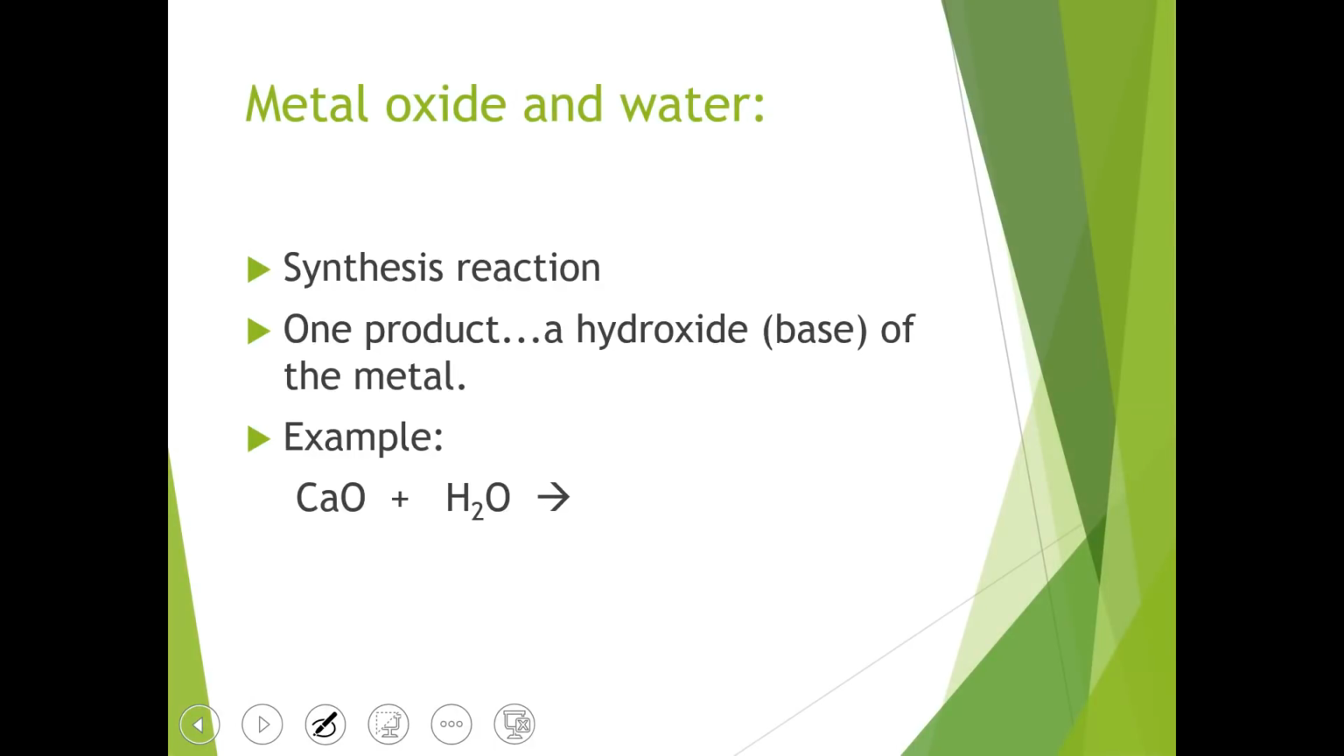So a metal oxide with water is always going to undergo a synthesis reaction and just give you one product. You're going to get a base, or a hydroxide, of whatever the metal is. Like here's calcium oxide, so I'm going to get calcium hydroxide. If I had sodium oxide, I'd get sodium hydroxide. If I have aluminum oxide, I get aluminum hydroxide. We see this reaction all the time in nature.